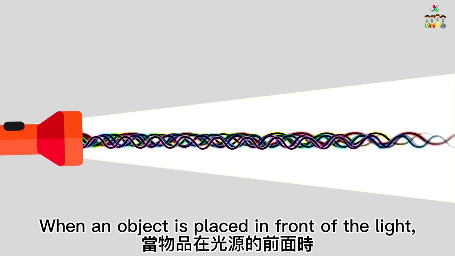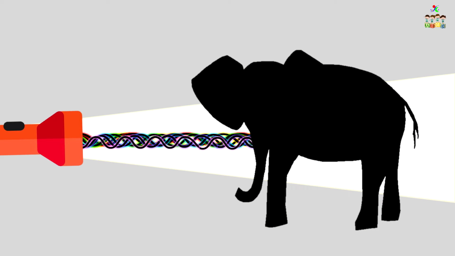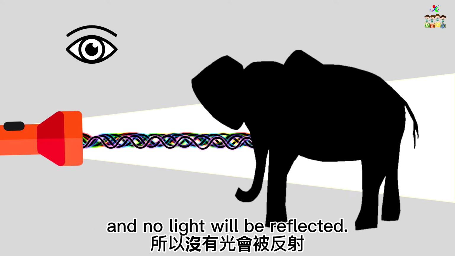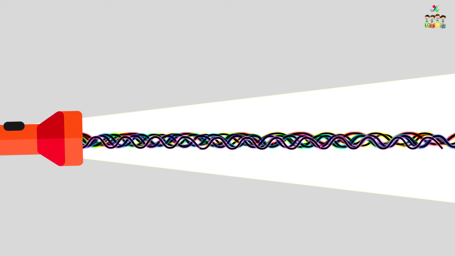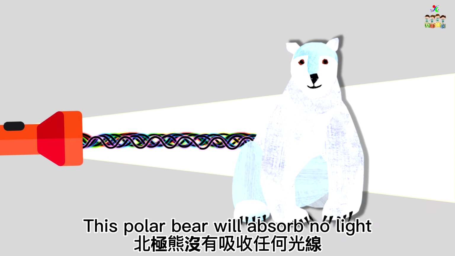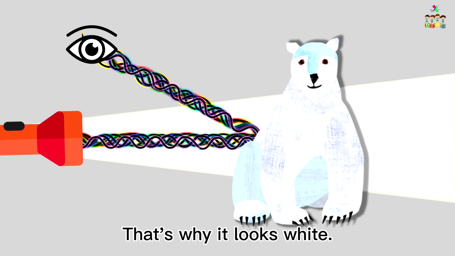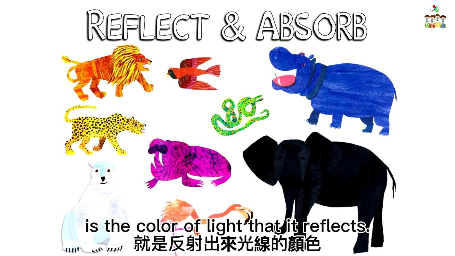When an object is placed in front of the light, it can either absorb or reflect the light. This elephant will absorb all the light and no light will be reflected. That is why it looks black. This polar bear will absorb no light and reflect all the light. That's why it looks white. The color of an object is the color of light that it reflects.